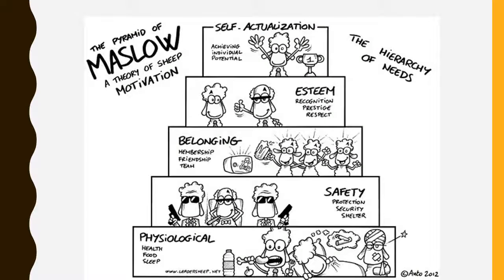There are five tiers in the hierarchy of needs that Maslow created. The first one is the physiological needs. The second tier is the safety needs. The third tier is the tier of belonging. The fourth tier is the esteem tier, which is subdivided into a higher and a lower form of esteem. And the last tier is the tier of self-actualization.